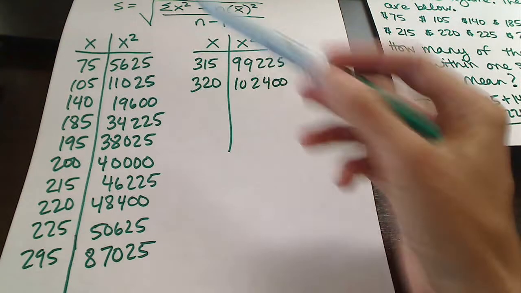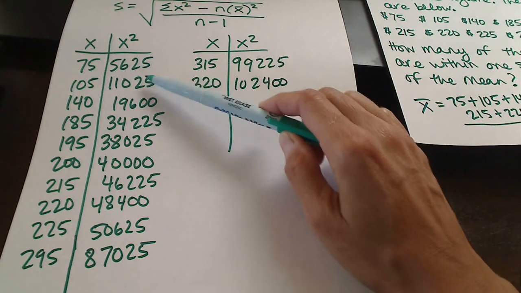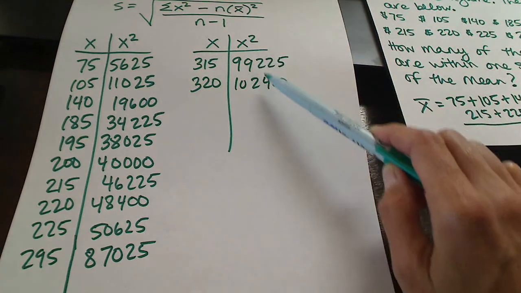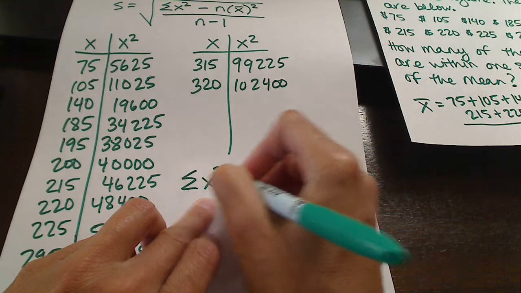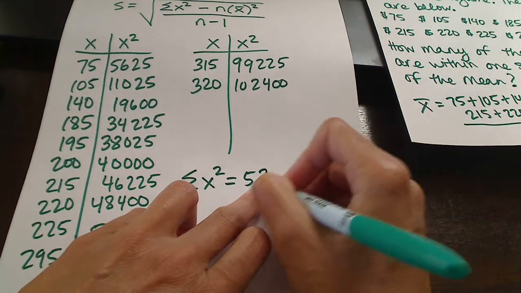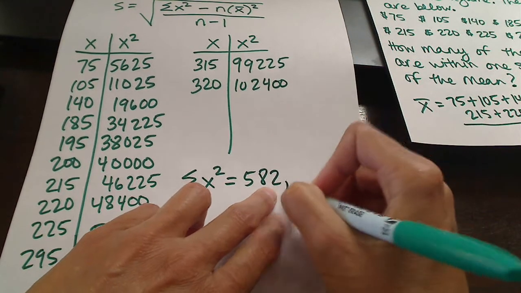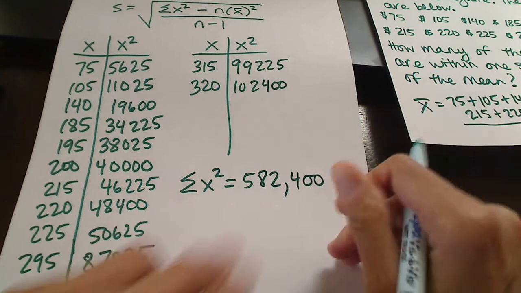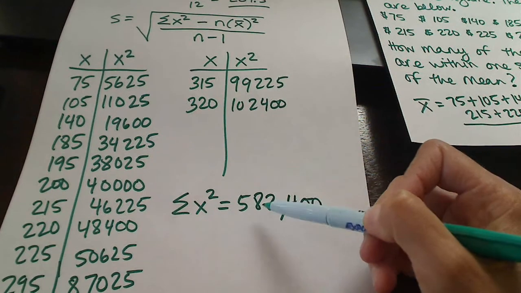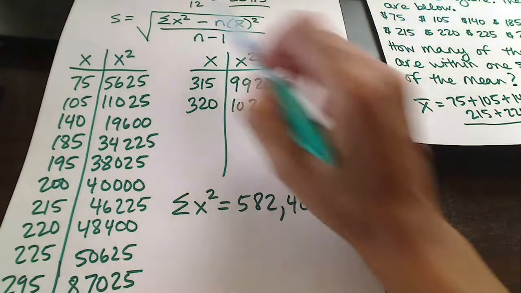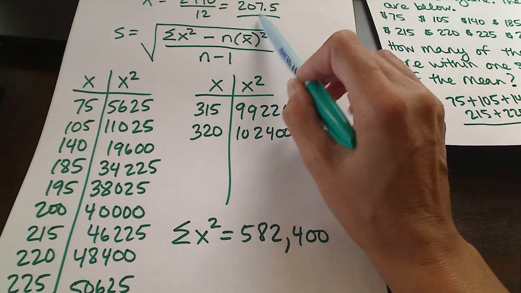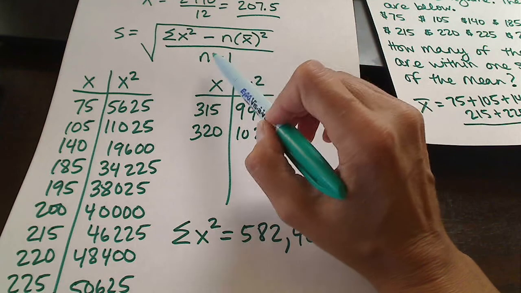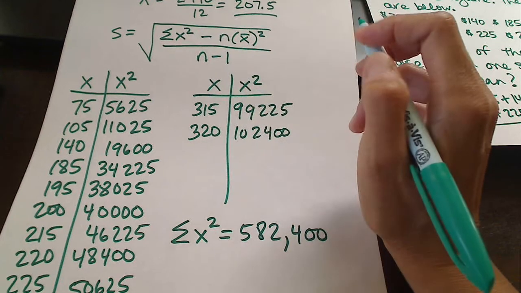And now what we want is the sum of the x squared. So we're going to take each of these numbers in this column and in this column, and sum them together. And the number that you'll get when you do that is 582,400. Okay, so this number is going to go in right there. And then our n is 12. We have our mean, that's the 207.5. And then we know n minus 1 is going to be 11.